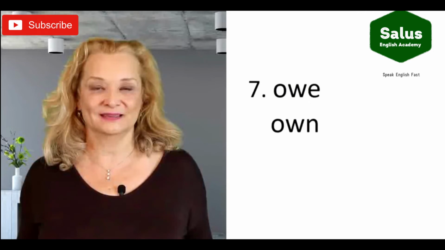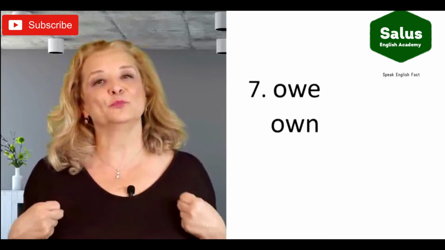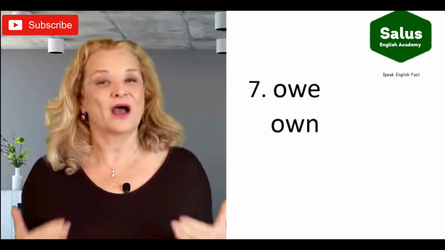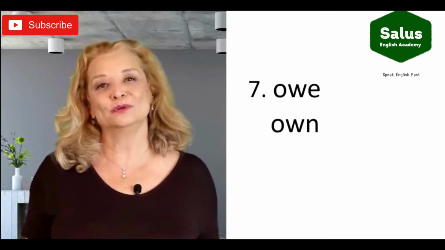I owe money to the bank. Own is something you possess. Yes, something you have. Good. So you see now, own is something you possess. If you have a bicycle, a house, a car, something you have, you own. You own something, okay? I own a car.